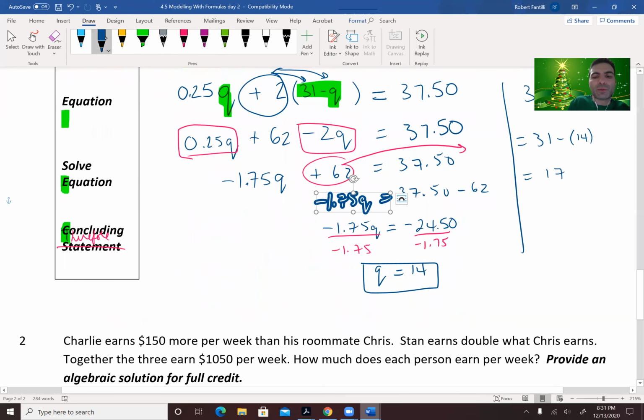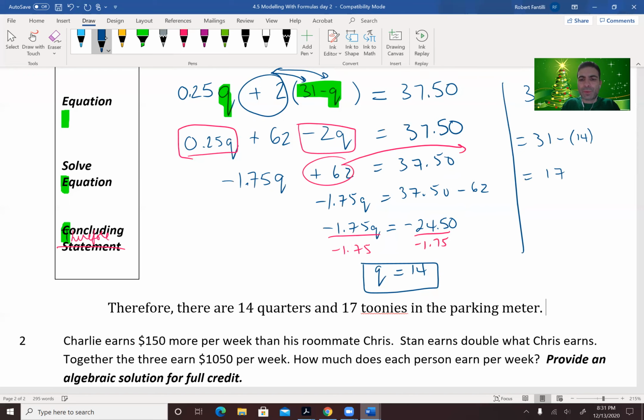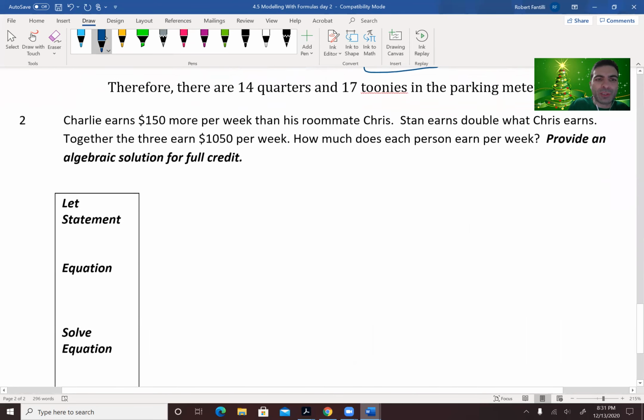And we've got to write our therefore statement. Therefore, there are 14 quarters and 17 toonies in the parking meter. Perfect. Okay. All right. That one you can pause, rewind, do what you need to do.